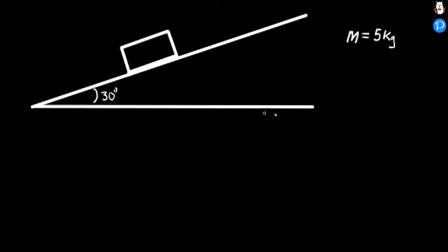We'll say that this is the ground here, and this hill is 30 degrees above the ground, and this block is just resting there on that hill. Now, we know that the force of gravity acts on all objects, and when the force of gravity acts on an object, it pulls it towards the center of the earth.